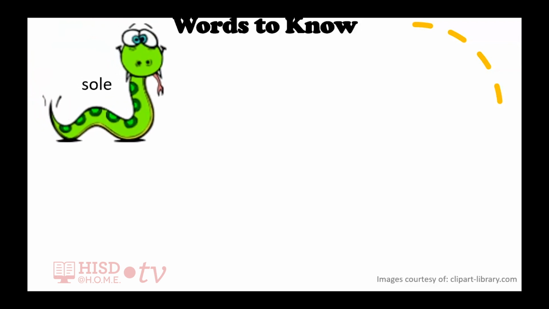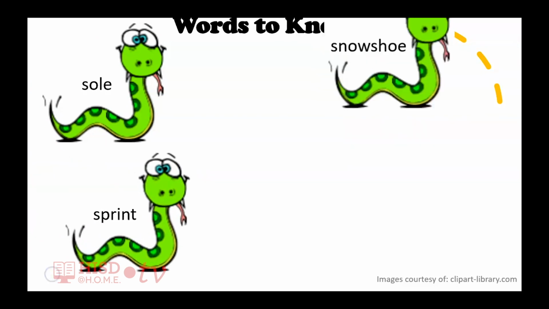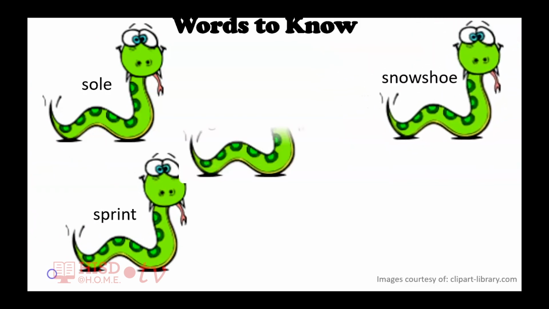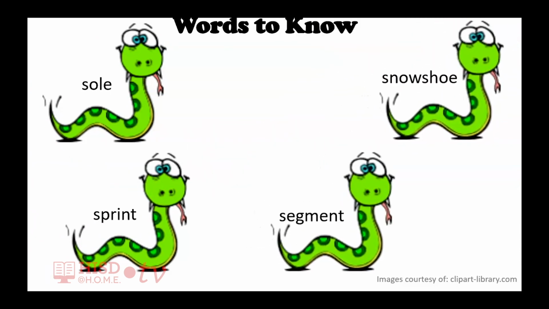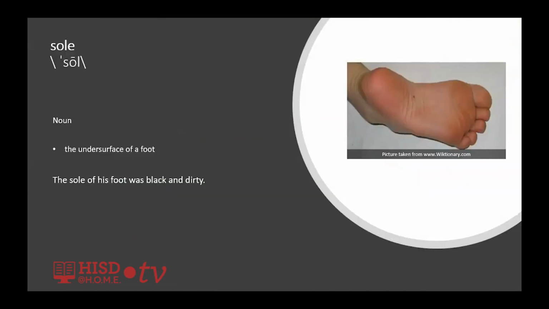Today we're going to continue using the same text that we did our read aloud. What if you had animal feet? There are some words to know throughout this text. Sole, sprint, snowshoe, segment. The word sole is a noun that means the undersurface of a foot. The sole of his foot was black and dirty.